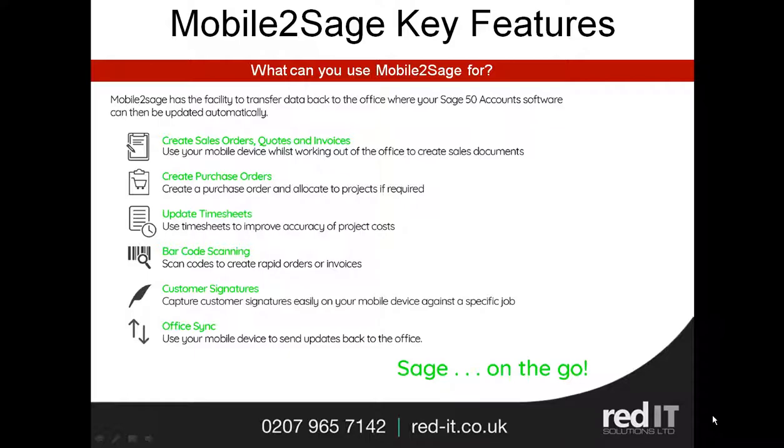iPhones and iPads come equipped with an excellent camera, which can be used for scanning barcodes. So in the food industry, you could use that to create orders or invoices by just scanning the label on the goods. The iPhone iPad touch-sensitive screen allows you to capture things like customer signatures, which is ideal for proof of delivery. And the system works both online and offline and syncs the data with Sage back in the office in both directions. So Mobile2Sage is in fact Sage on the go.